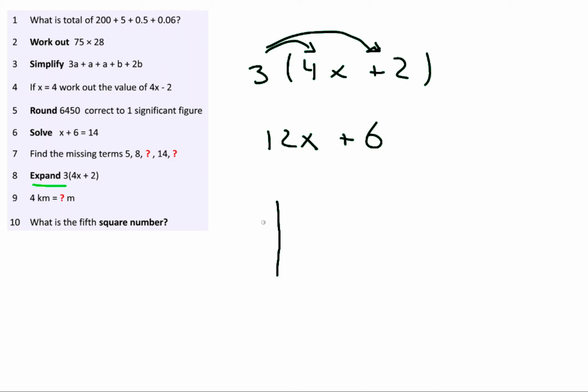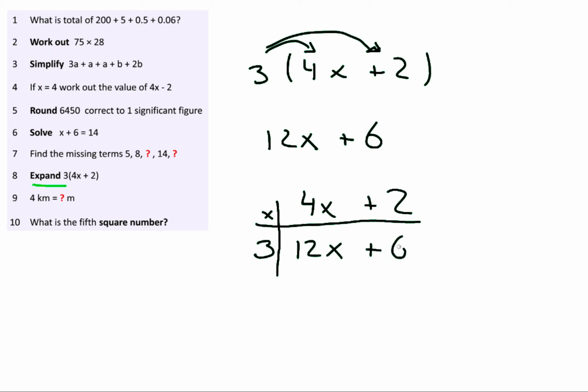Another way, I like this way, you can say 3 times 4x plus 2. 3 lots of 4x is 12x, and 3 lots of 2 is positive 6. So the answer is going to be 12x plus 6. Perfect.